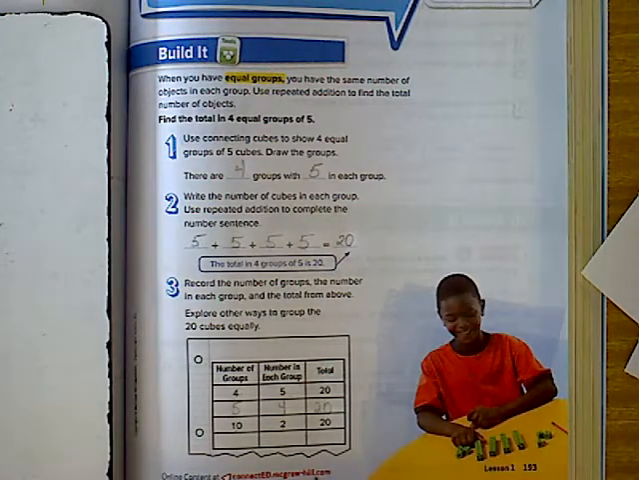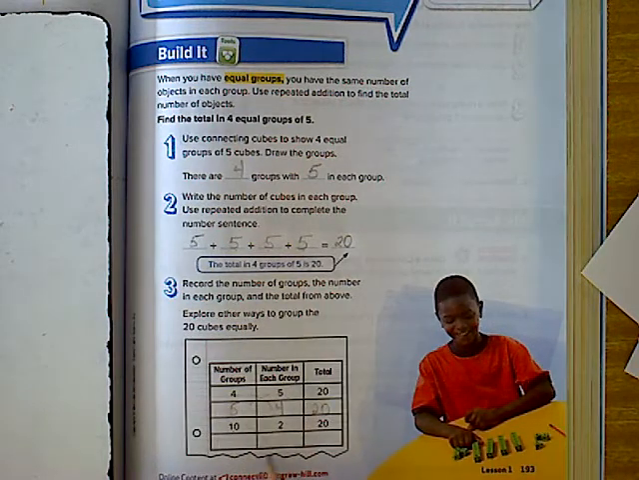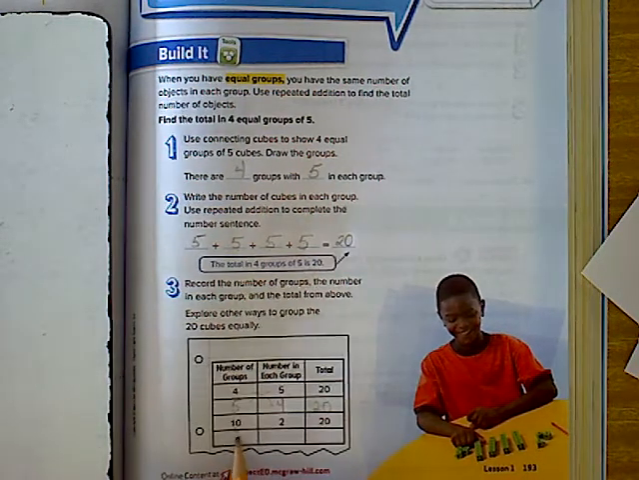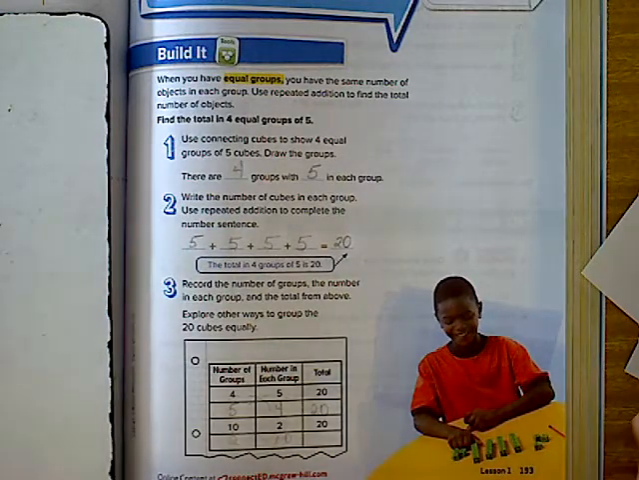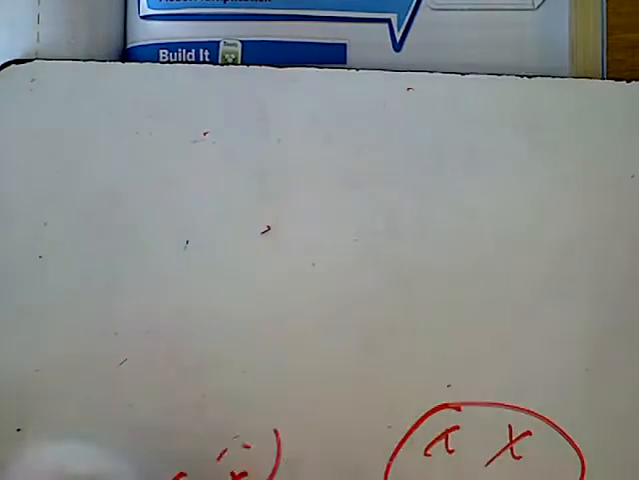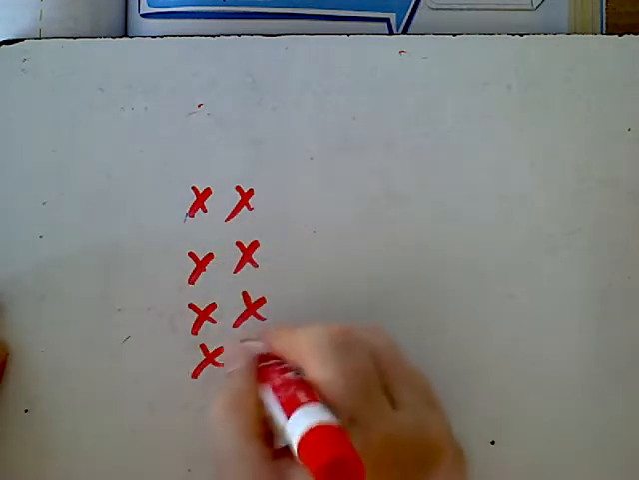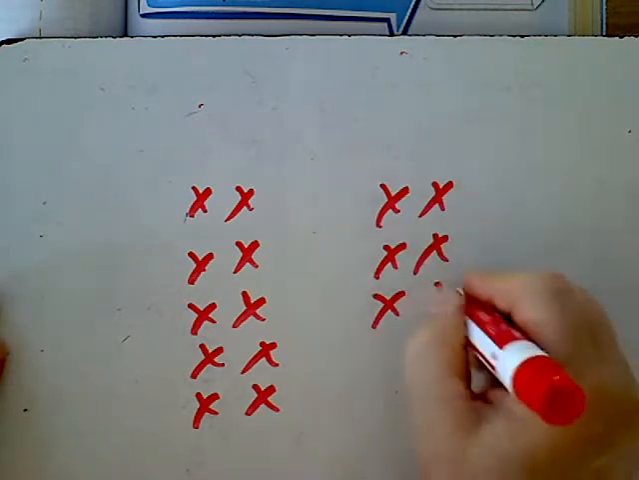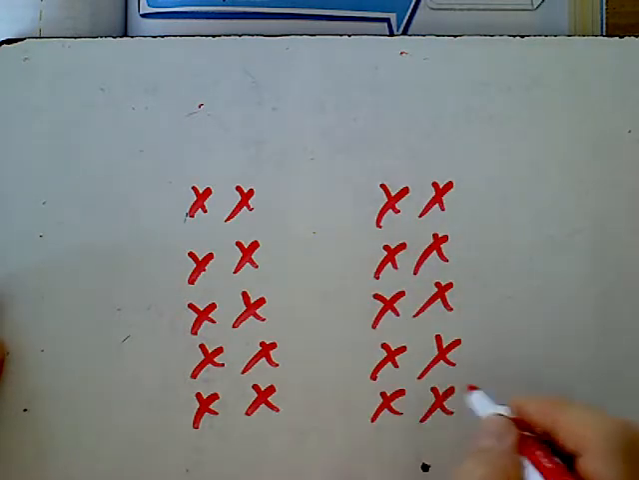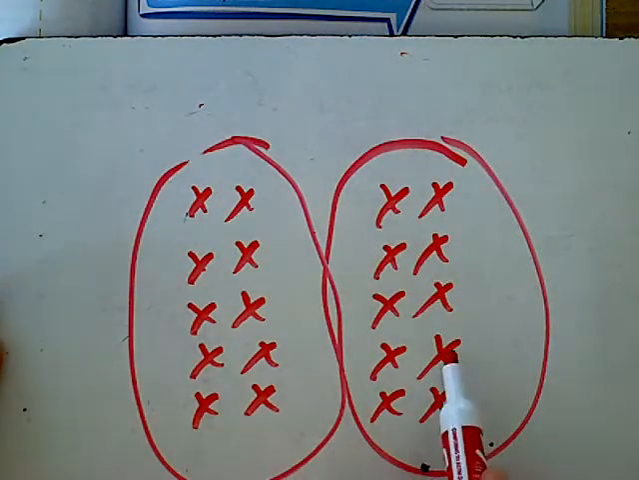Well, hey, guess what? If it worked here, I think it would work there. Could I do 2 groups with 10 in each group? I bet I could. Let's try it real quick. 2 groups with 10 in every group. So 1, 2, 3, 4, 5, 6, 7, 8, 9, 10. 1, 2, 3, 4, 5, 6, 7, 8, 9, 10. There's a group. There's a group. 2 groups, 10 in every group.